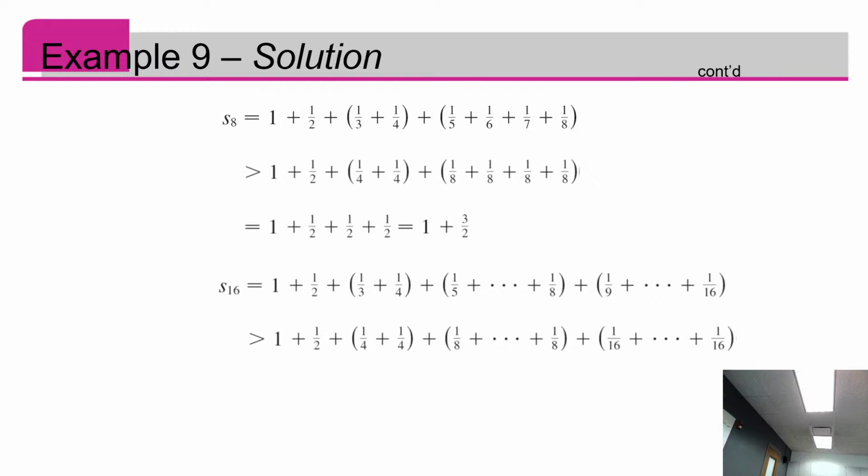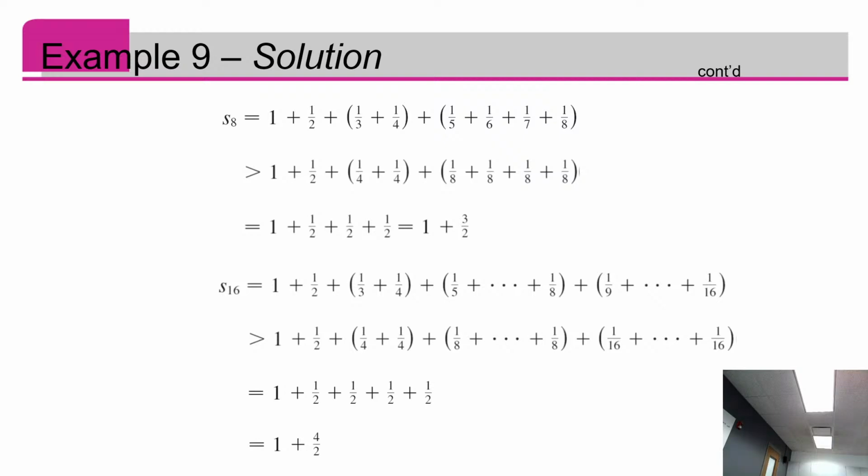The next one, S sub 16, if I take 1 plus 1/2 plus this stuff, plus this stuff, plus this stuff, and do the same trick, change the 1, because, by the way, this is 1/2 because you have 4/8. So here you have the same 4/8. Here I have 8/16. So 1 plus 1/2 plus 1/2 plus 1/2 plus 1/2. If I add up all of that, I get 1 plus 4/2. Notice what's happening. Each one of these partial sums is getting bigger.